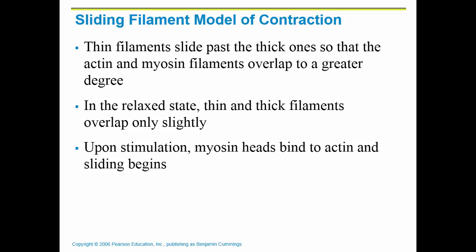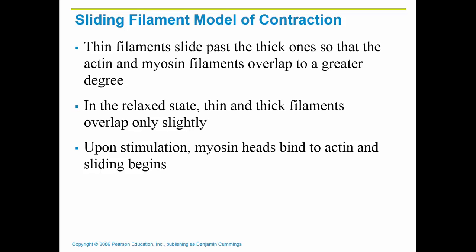And so, when we're talking about the sliding filament theory, the thin filaments slide past the thick filaments because when a muscle contracts, it shortens. That's how a muscle actually contracts. In the relaxed state, thin and thick filaments overlap slightly. And we saw that when we were looking at the sarcomere.